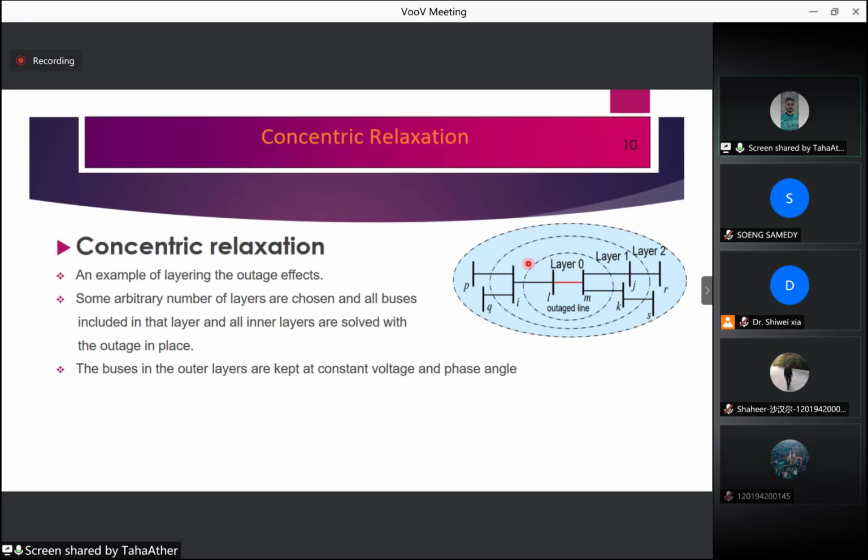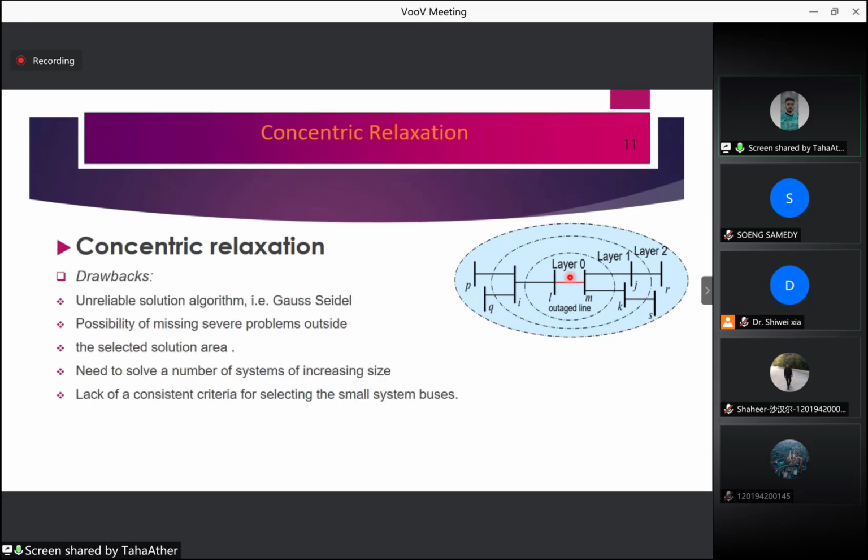The concentric relaxation method can be seen as the earliest localization attempt. The main idea behind this method is to solve a small portion of the system in the vicinity of the contingency while treating the remainder of the network as an infinite bus. The area to be solved is concentrically expanded until the incremental voltage changes along the last solved tier of buses are not significantly affected by the inclusion of an additional tier of buses. So here we won't be adding any other layer until the previous problem is solved.